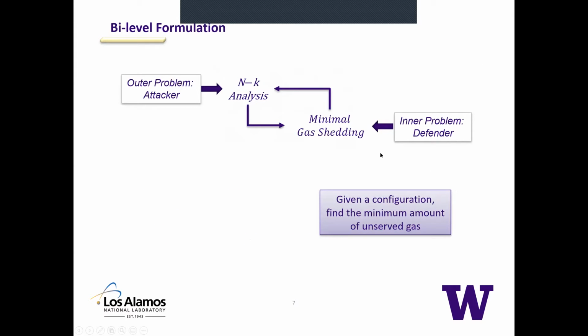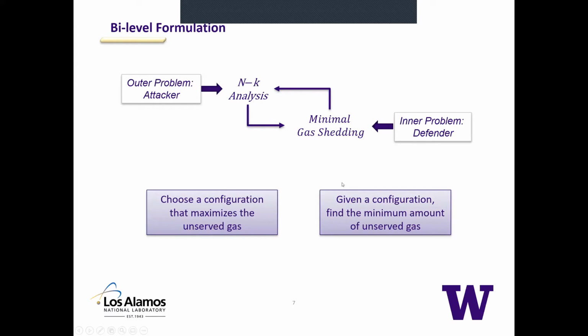So given a certain configuration where we know that certain components will be damaged and unavailable to operate, we want to find the minimum amount of unserved gas at the consumer nodes. And in the outer problem, the attacker wants to choose that configuration, specifically which components make the network most vulnerable, and maximize the unserved gas.